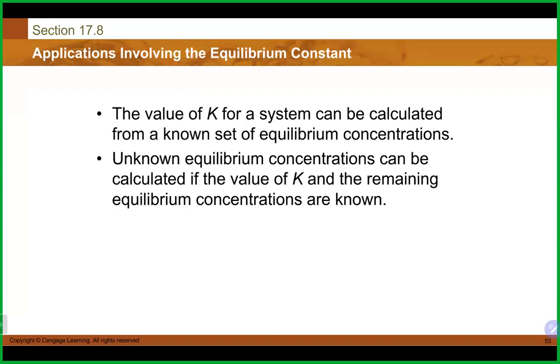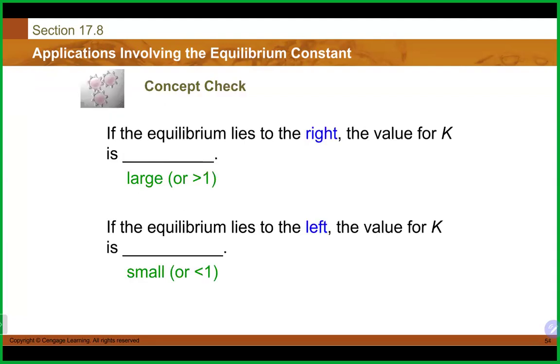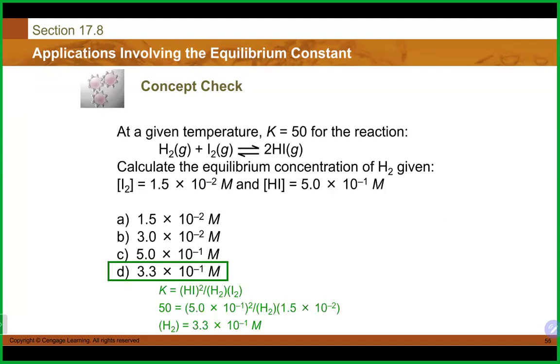If you do want to calculate the actual value of K, it does need to be equilibrium concentrations that go into the expression to calculate it. And as we talked about, if it goes to the right, we should have a large value of K, and a small value there as well.